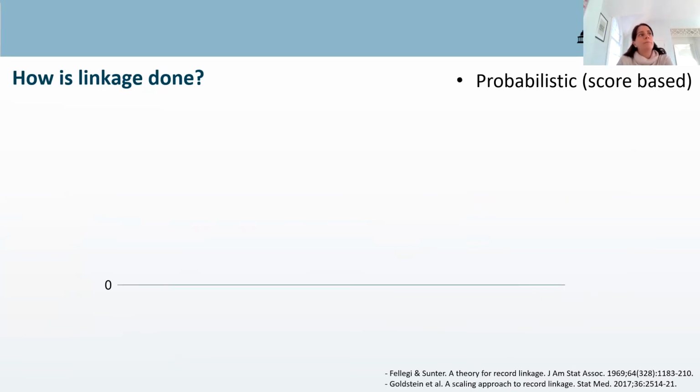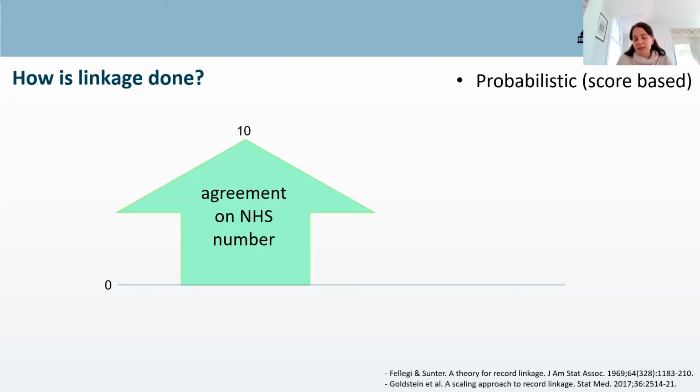So to address some of the problems with strict deterministic rules, probabilistic linkage was proposed, which uses information from a set of identifiers and the agreement between identifiers on records in different data sets to come up with a score or a match weight to represent how likely it is that those records belong to the same person. So agreement on something that was quite discriminative or unique, like NHS number, would contribute a large value to the overall match weight.